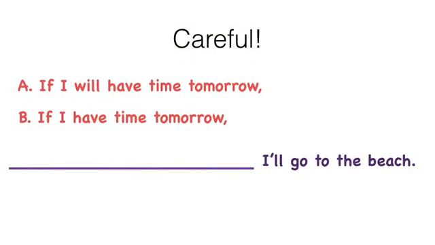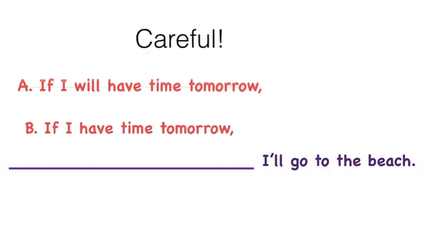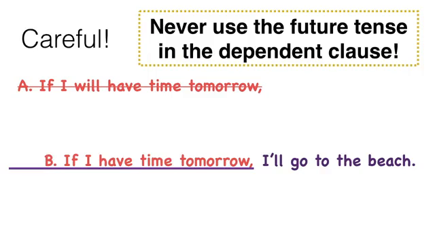Okay, be careful. Can you choose the correct dependent clause to go with the independent clause that you see in purple? That's right. You know that it cannot be option A because we never use the future tense in the dependent clause of a conditional sentence, or in any sentence for that matter. This is a common error that learners of English may make, but not you.